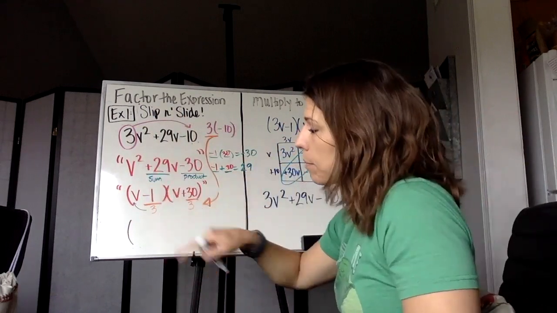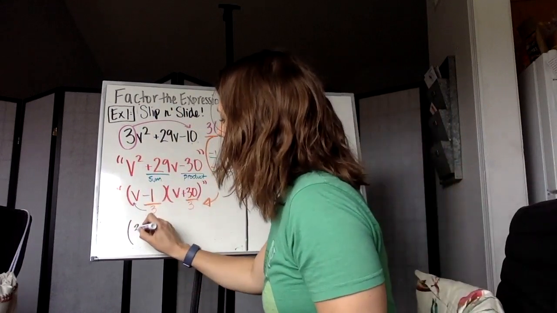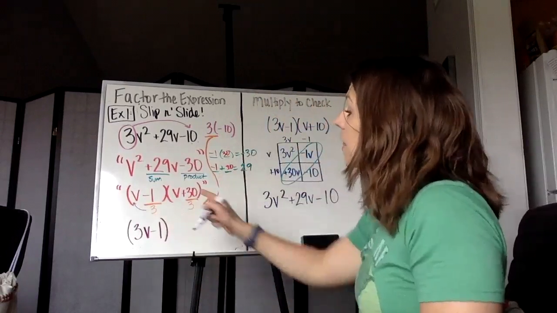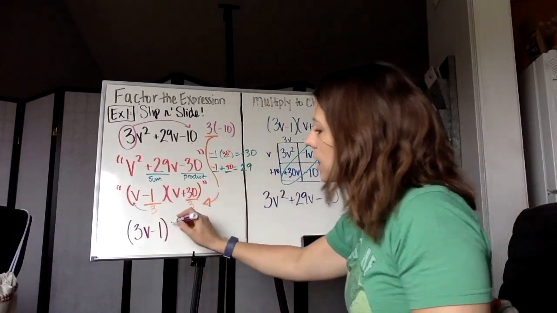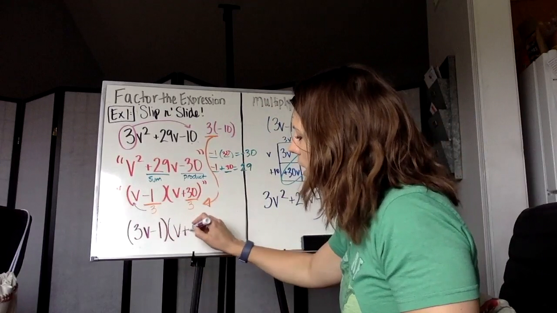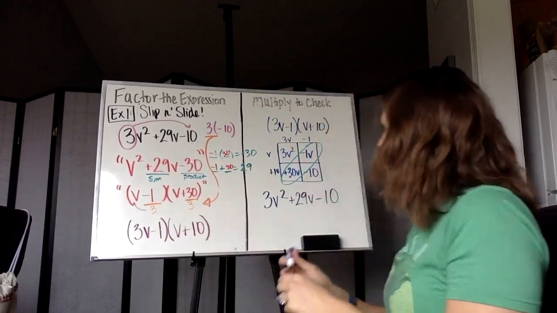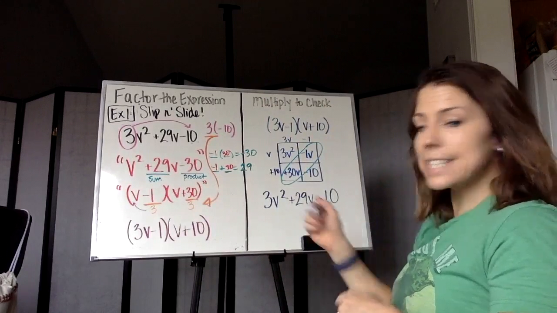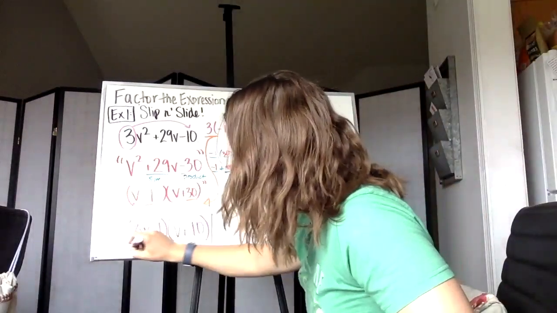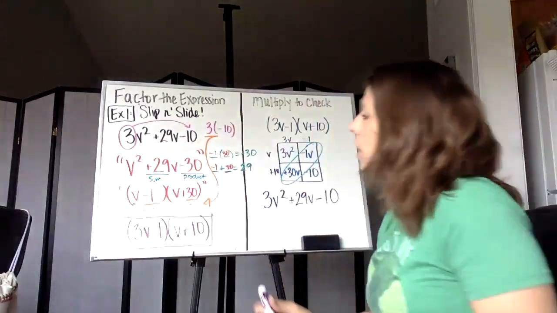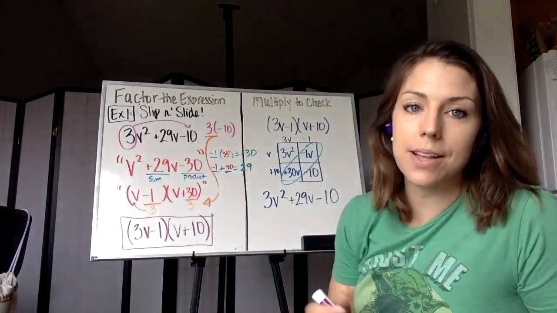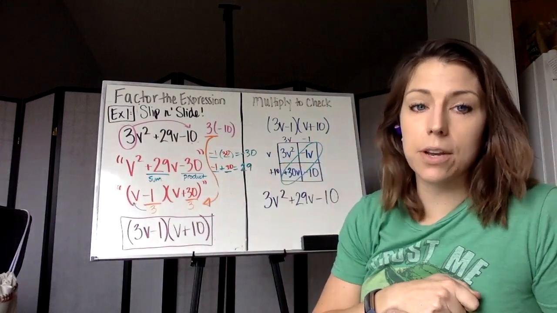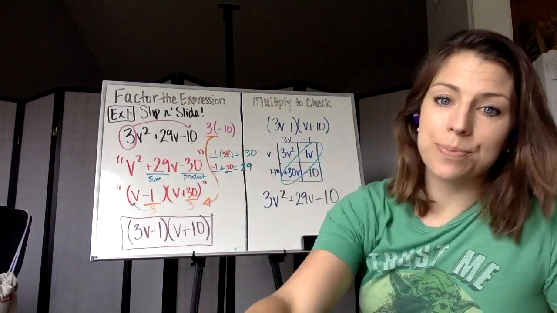Okay, still can't divide 1 by 3, so I slide the 3 in front. 3v minus 1. And then I can simplify 30 divided by 3, that's 10. So this becomes v plus 10. Is that what I ended up with in the other 2? 3v minus 1 times v plus 10? Yes, it is. So it doesn't matter the method you use. You will end up with the correct answer either way as long as you're doing the work correctly. So if you are a slip and slide fan, go ahead, pause the video now and try example 2.